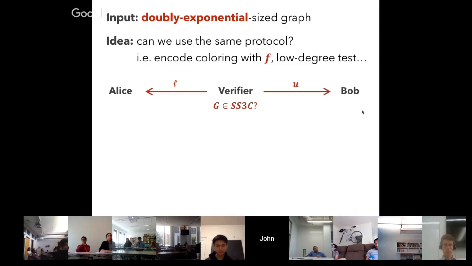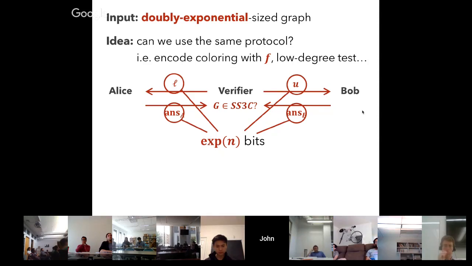So it's going to send out a line L, a point U, and get back some answers. But there's a key difference, which is that in the old protocol, the verifier was operating on an exponential sized graph, and so the verifier would run in polynomial time. But if we use the same protocol in this case, then we're running on a doubly exponential sized graph, and so everything should be bumped up by an exponential. So the verifier, for example, should run in exponential time. And the four messages that get sent back and forth should be not just a polynomial number of bits anymore, but an exponential number of bits. Again, this is because we're now running on an exponentially larger graph.